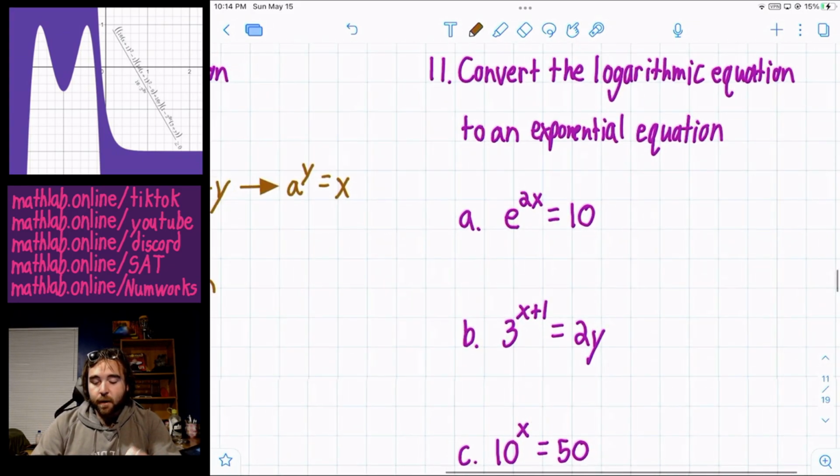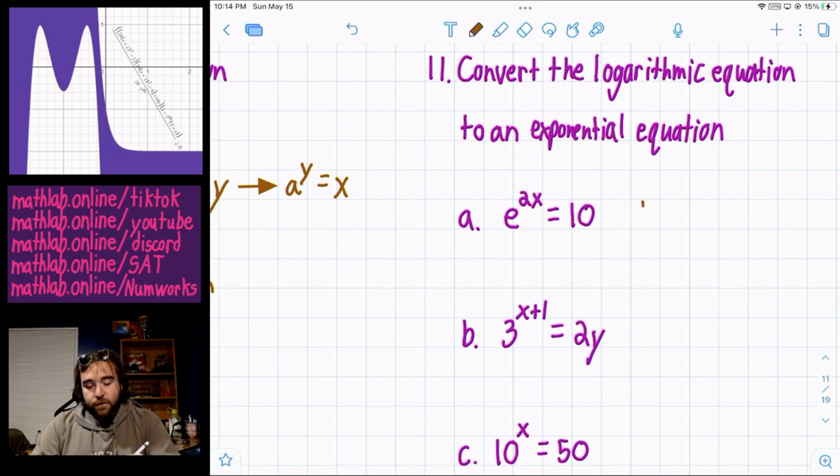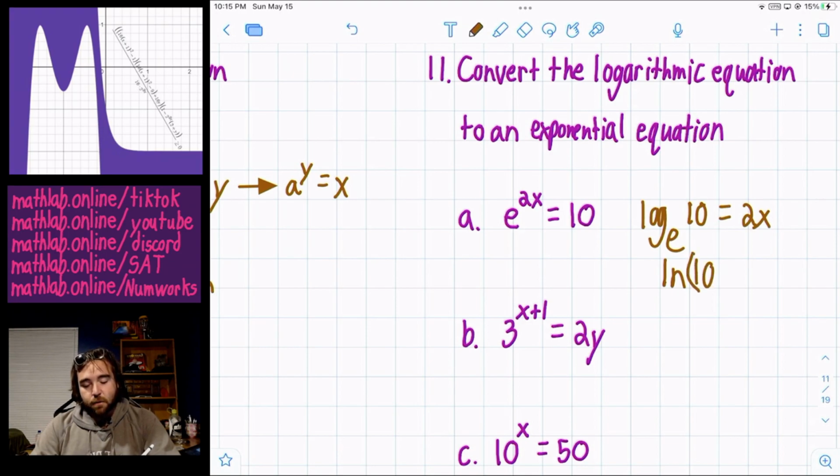And then here we go in the opposite direction. So first I'll write log base e of 10 equals 2x. But we don't really ever want to write log base e. We'll just write ln of 10 equals 2x.